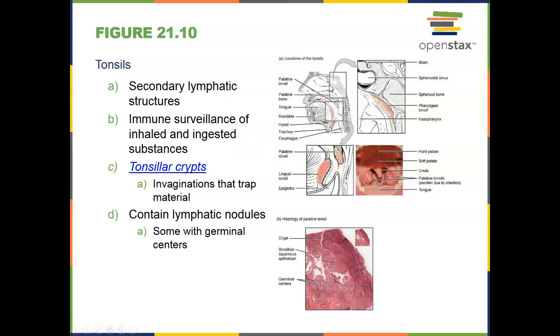The palatine tonsils are also known as the adenoids. Or I'm sorry, no, I lied. The pharyngeal tonsils are also known as the adenoids when they get swelled up. And so they're removed oftentimes when the palatine tonsils get removed.